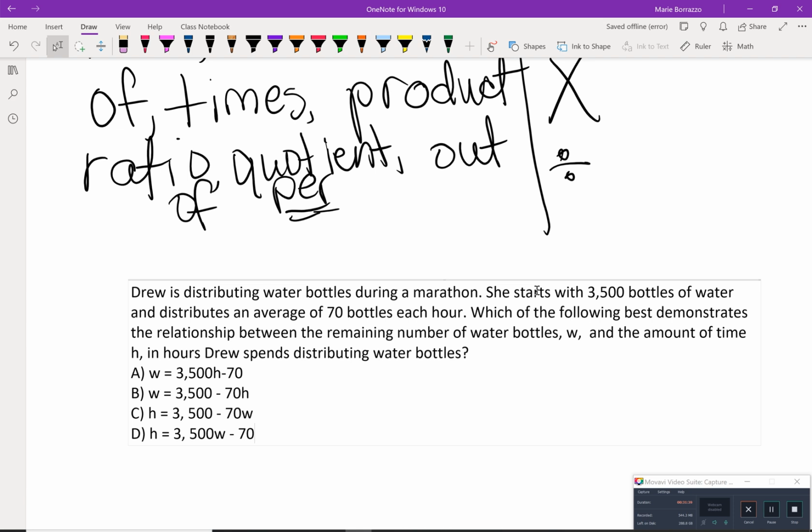Now determine where H should go. If you notice, they have the 3,500H on A, and on B, they have the 70 with the H. Understand that Drew hands out 70 water bottles per hour. So this should have 70H attached to it. The correct answer choice here would ultimately be answer choice B. That should be your answer choice.